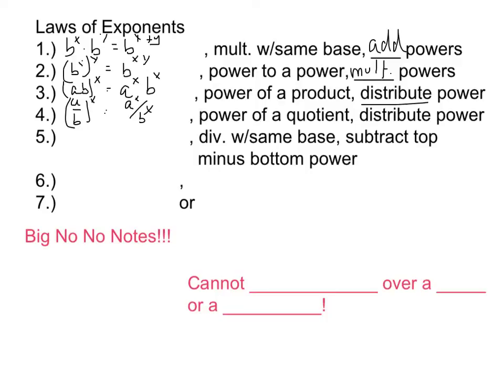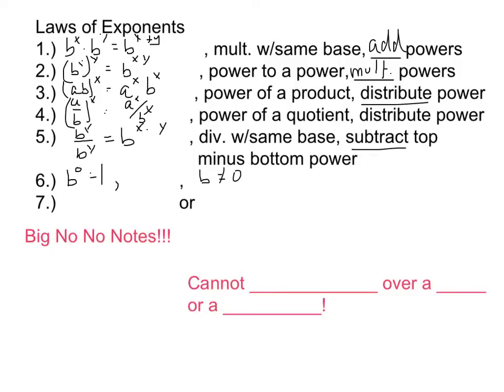And finally, what if you have b to the x over b to the y? So monomial divided by monomial means subtract the top minus the bottom power. So it's b to the x minus y. It's always top minus bottom. Okay, continue to move on here. b to the 0 power. Well, anything to the 0 power is just 1. Note that b cannot be 0.